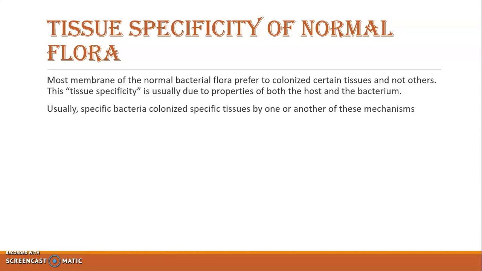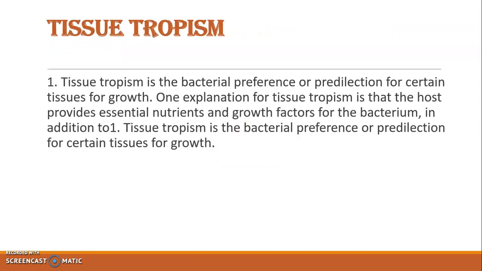Going back to the tissue specificity of normal flora, the members of the normal bacterial flora colonize certain tissues and not others. This tissue specificity is usually due to properties of both the host and the bacterium. Usually, specific bacteria colonize specific tissues by one or more of these mechanisms, and these are tissue tropism, specific adherence, and also biofilm formation.